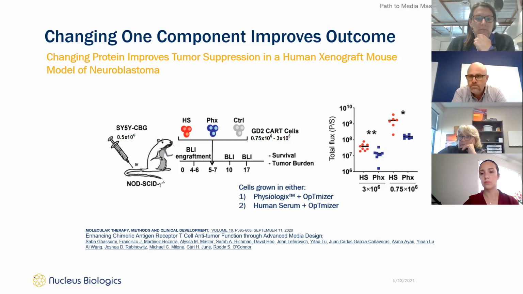We did a stress test. We changed the dose of the T cells, and we saw that even at the lower dose, CAR T cells that are expanded in physiologics clear the tumors better than their counter group. So that basically told us that this is only one component that we changed for this study, that made a dramatic impact. All right, thank you, Saba, for walking us through that.